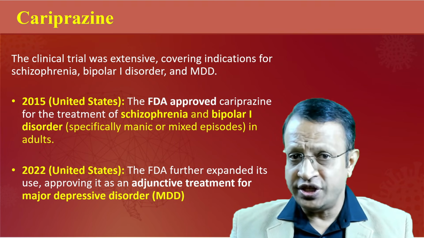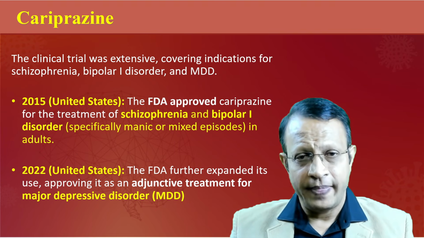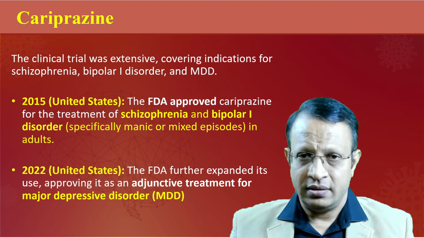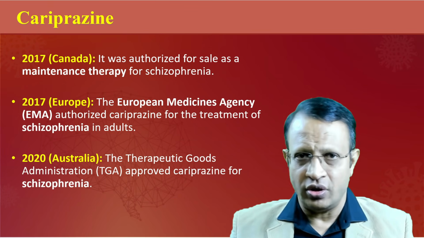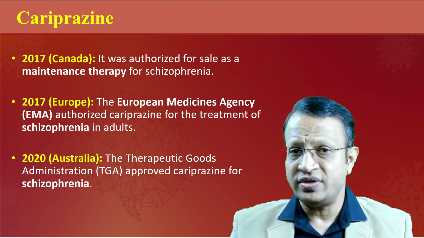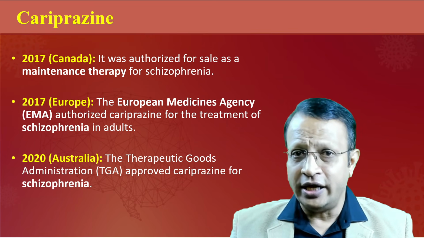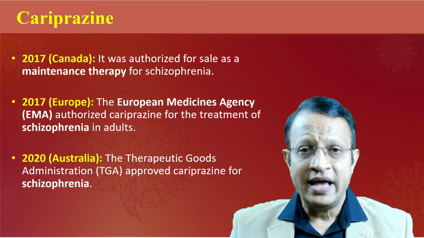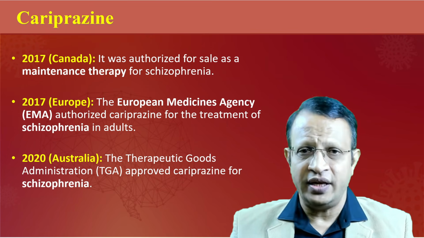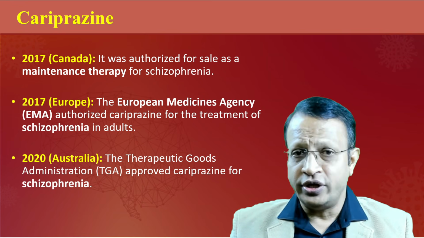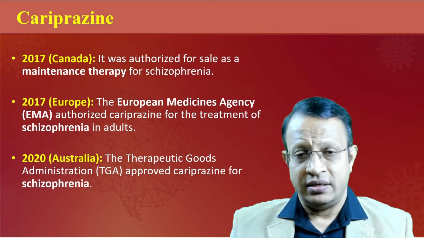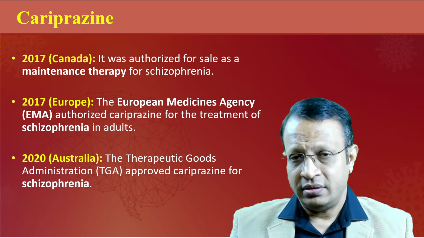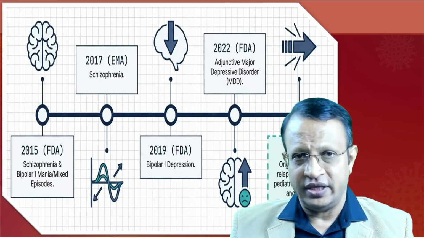Later in 2022, the US further expanded the use of cariprazine as an adjuvant treatment for major depressive disorder. Further, in 2017, Canada and Europe also approved cariprazine for the treatment of schizophrenia. And also in 2020, Australia found that cariprazine is effective in schizophrenia and approved it there.